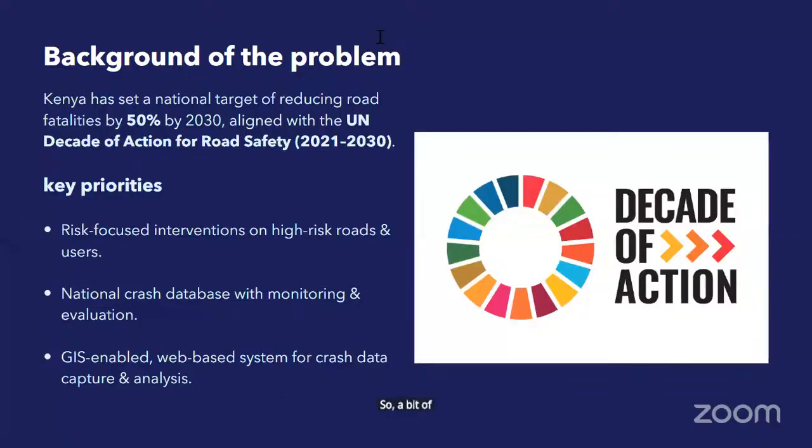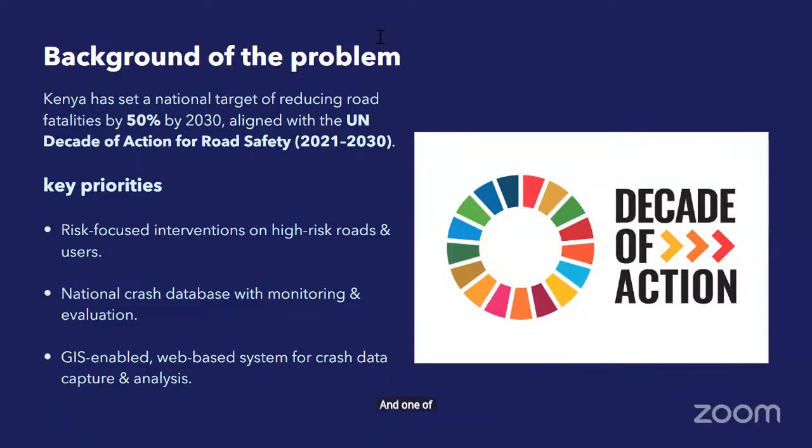A bit of the background of the problem, just to take you through how I conceptualized the problem and how I came up with the idea of this solution. Kenya has set a national target to reduce road accident fatalities by 50%, and this is also aligned with the UN's Decade of Action for Road Safety 2021 to 2030. One of the key interventions that Kenya has put in place is the National Road Safety Action Plan. The plan looked at Kenya's objectives as far as accidents are concerned, and the roadmap to realize the objective of reducing the number of fatalities by 50%.